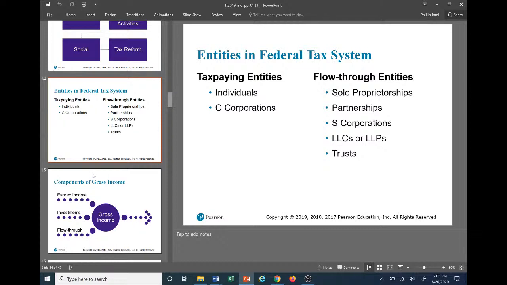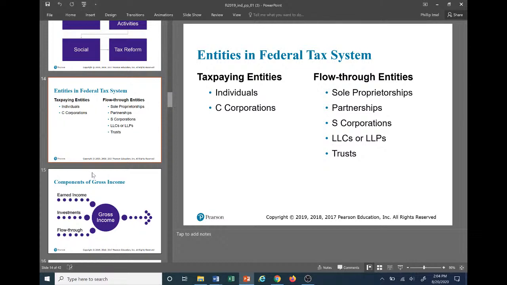So with having a general idea of what these entities are, let's talk about the tax implications of the different types of business entities. We'll start with tax-paying entities. There's only two of them. Obviously, we have individuals as a tax-paying entity, right? So each individual is going to be subject to income taxes, or investment income, whatever it might be. Then the other tax-paying entity is that of a C corporation. So recall that C corporations actually are viewed as their own individual entity, right?